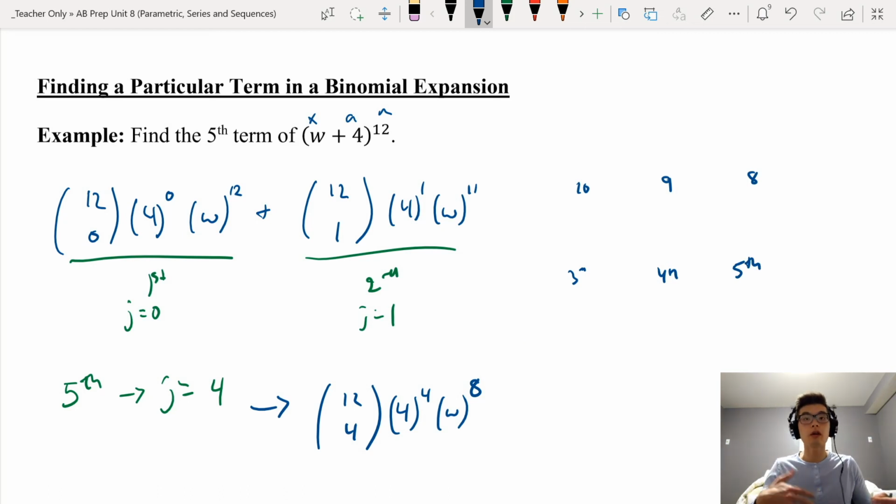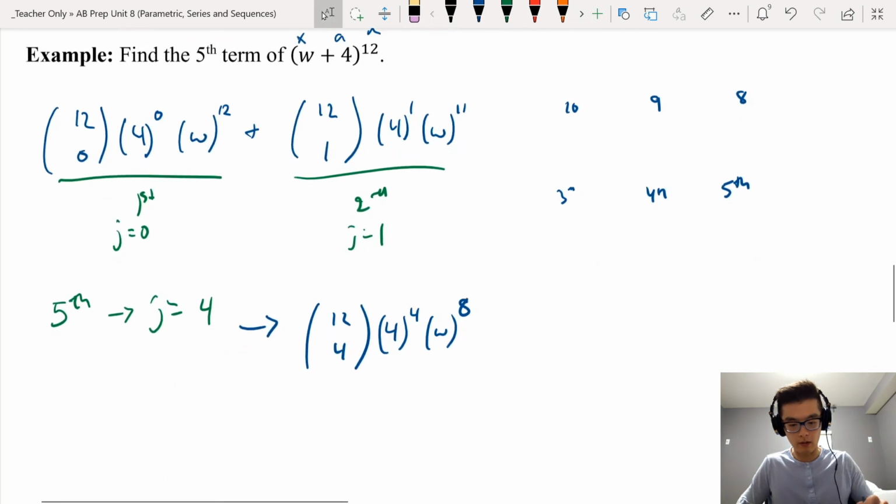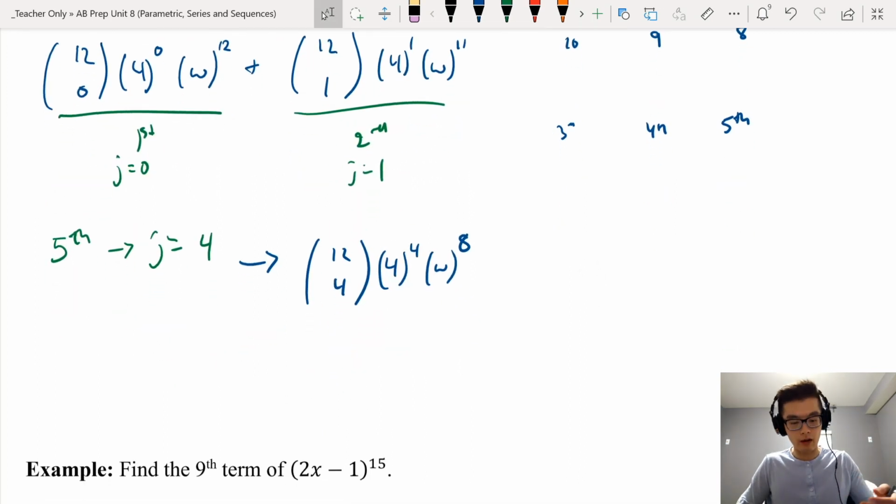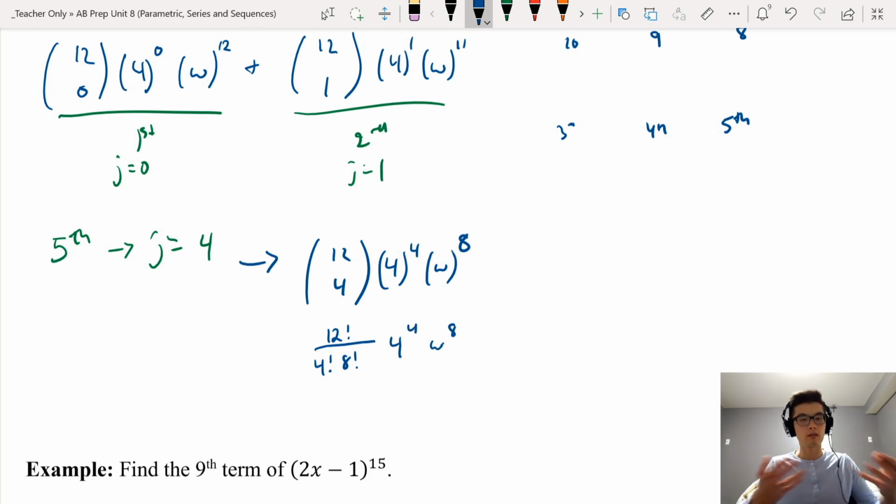It's okay to doubt yourself. Double check. Go do the concept one more time. You got the whole spiel. Good to go from there. Okay, so then we do the same process as we did before. We think about this as 12 factorial over 4 factorial 8 factorial, because 12 minus 4 is 8, times a to the 4th power, multiplied by w to the 8th power. And then we start simplifying things down from there. Plug into your Desmos calculator, your graphing calculator, and you go from there.